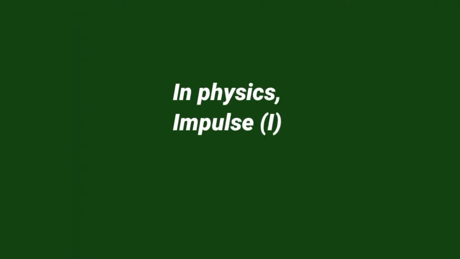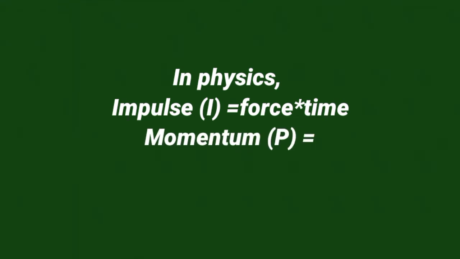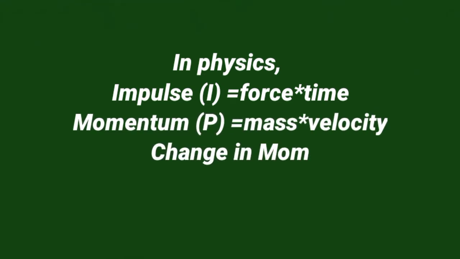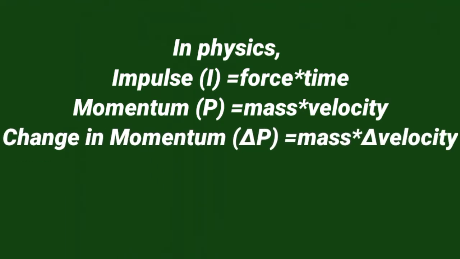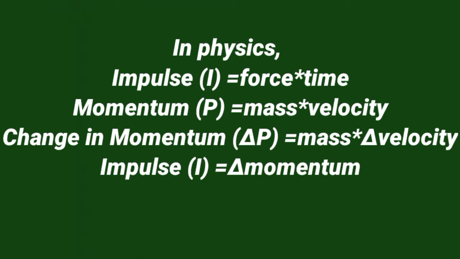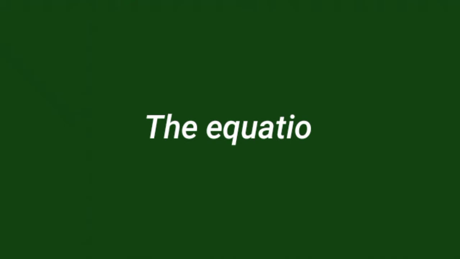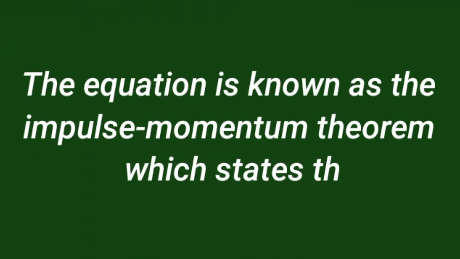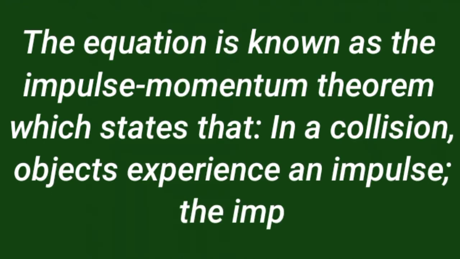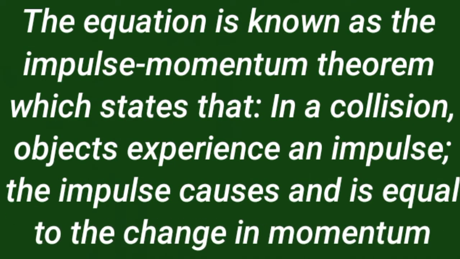In physics, impulse is equal to force multiplied by time, and since the quantity mass multiplied by velocity is the momentum, the quantity mass multiplied by change in velocity must be the change in momentum. Thus, impulse is equal to change in momentum. The equation is known as the impulse-momentum theorem, which states that in a collision, objects experience an impulse. The impulse causes and is equal to the change in momentum.